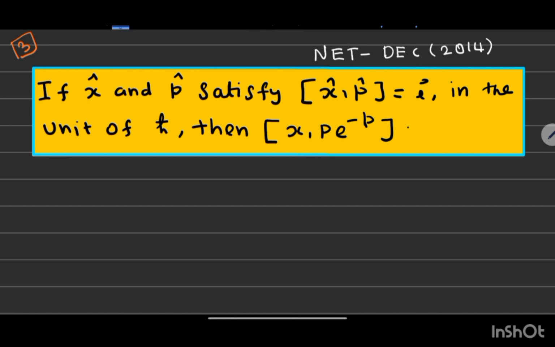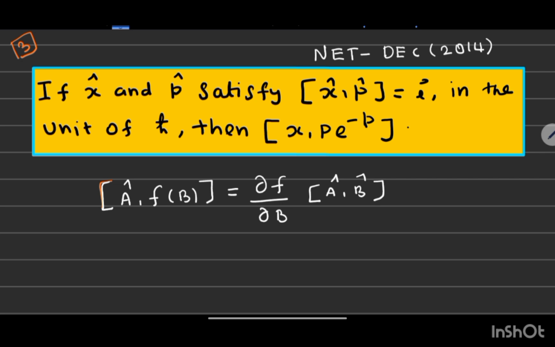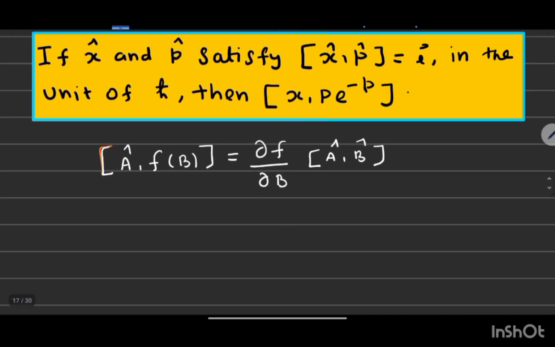Using the same property that we have discussed earlier, if in the commutation relation you have an operator and a function of some other operator, then this can be simplified as the derivative of the function with respect to the corresponding operator, multiplied by the commutation relation between A and B. Now the given commutation relation is [x, p e^(-p)]. Use the same property.